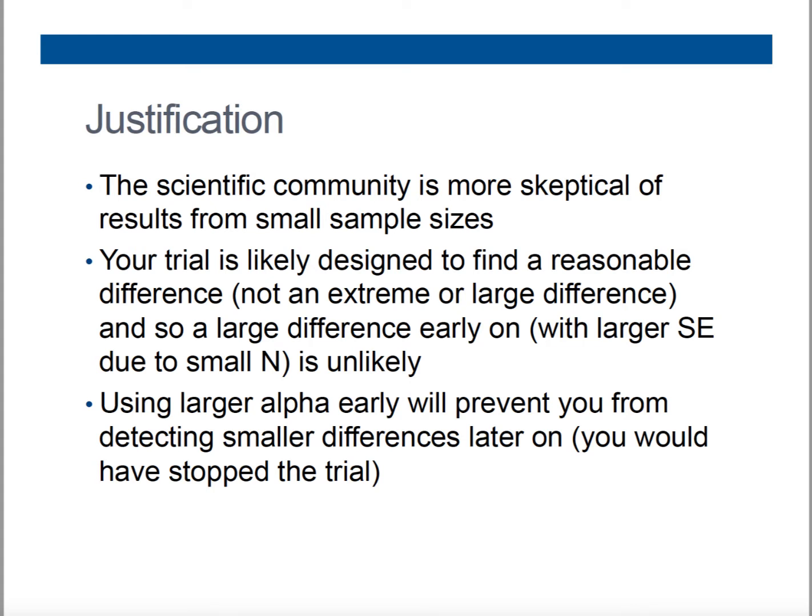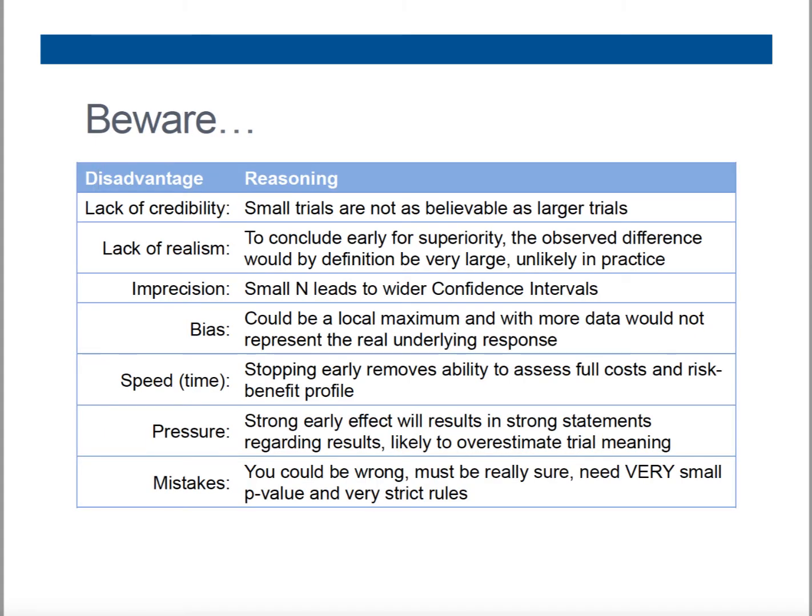So if you are more likely to reject early, say if you're looking at weight loss, and you say, great, this 20-pound difference is statistically significant, well, that's not surprising. But what happens when you are looking at 5 or 7 pounds? And if you declare significance early at a 20-pound difference, you will not be able to declare significance later at a smaller weight difference. Common things to be aware of: lack of credibility, lack of realism, imprecision, and bias.